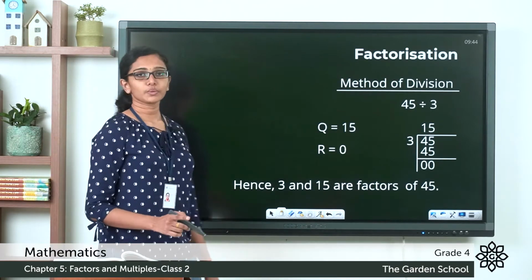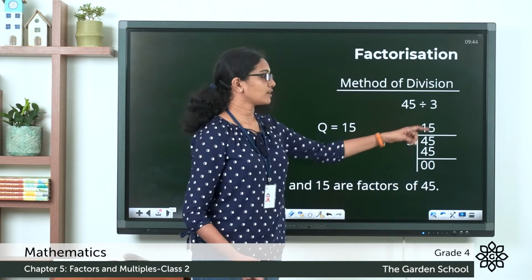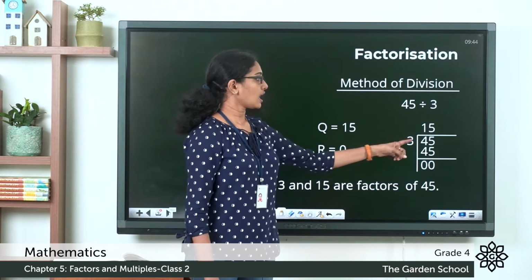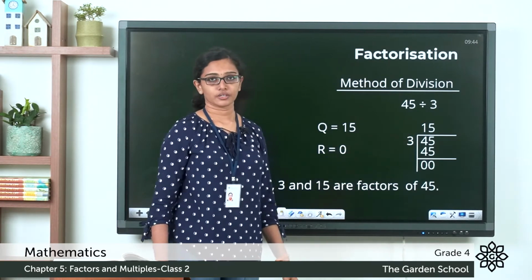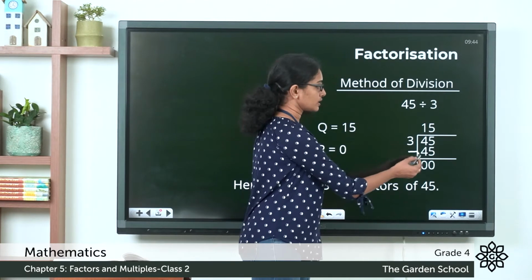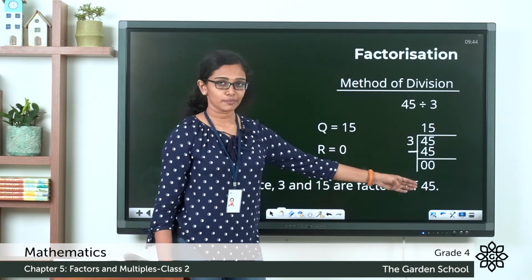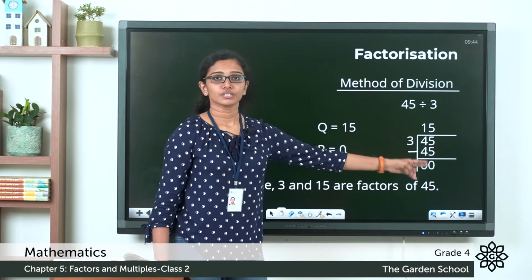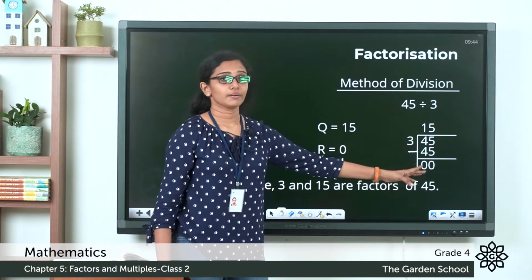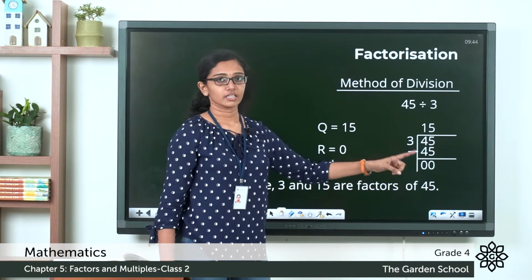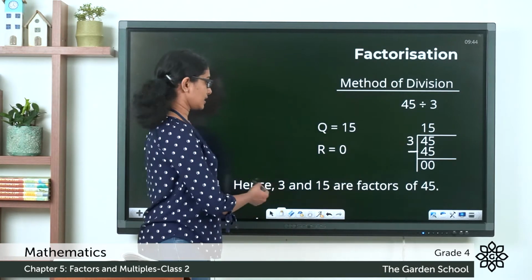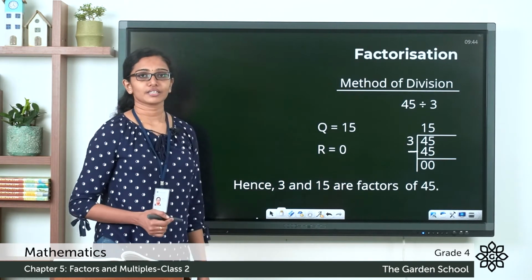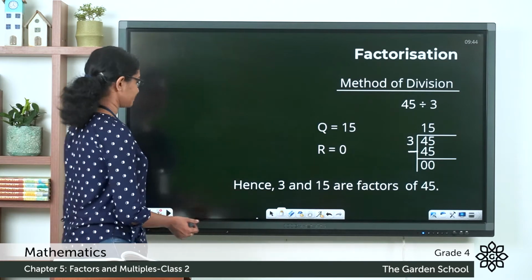Now, let's check with the next number. 45 divided by 3. See how many 3's will go in 45? 15 3's will go in 45. 15 into 3 gives you 45. Hence, when we subtract, we get a remainder of 0. Here, the division is complete without leaving a remainder. See? So, we can say the numbers 3 and 15 are factors of the given number 45.